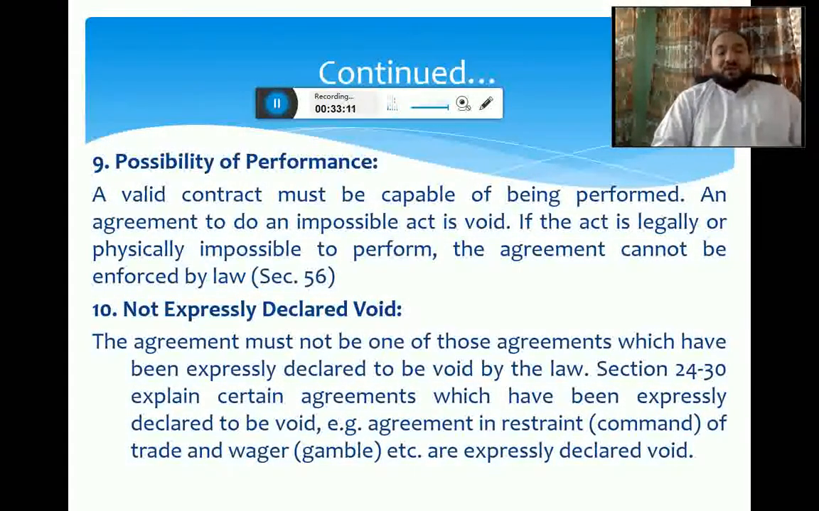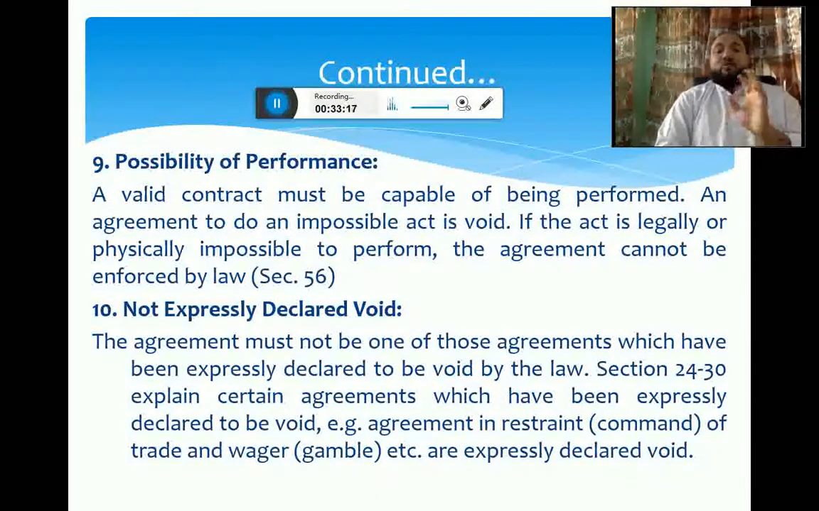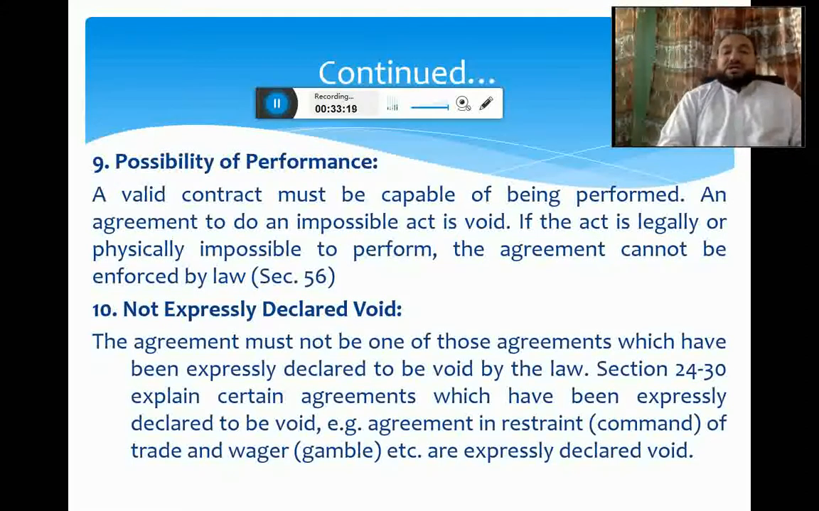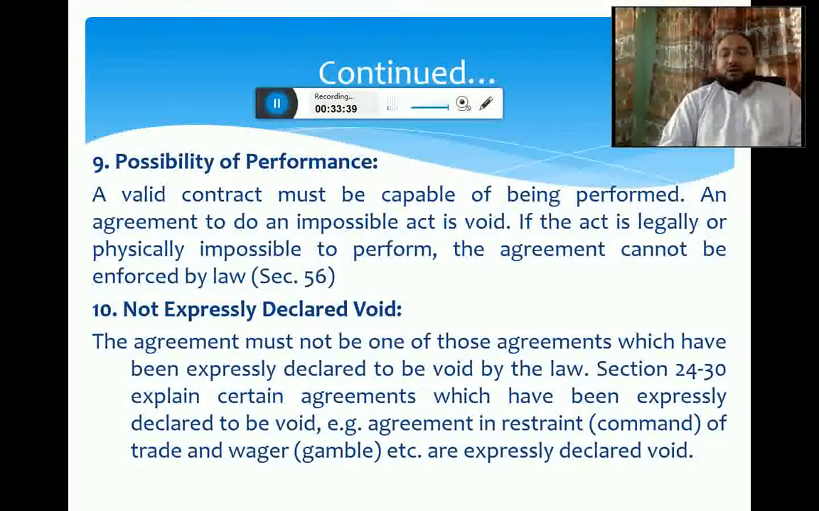So the agreement must not be one of those agreements which have been expressly declared to be void by the law. Sections 24 to 30 explain certain agreements which have been expressly declared to be void. For example, agreement in restraint of trade, and wager or gamble, are expressly declared void.